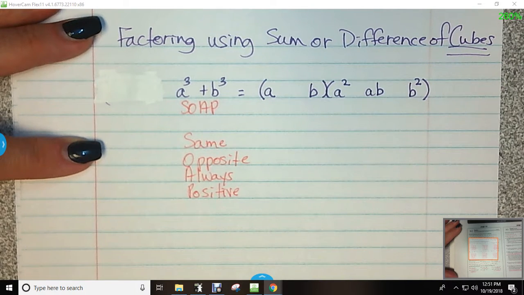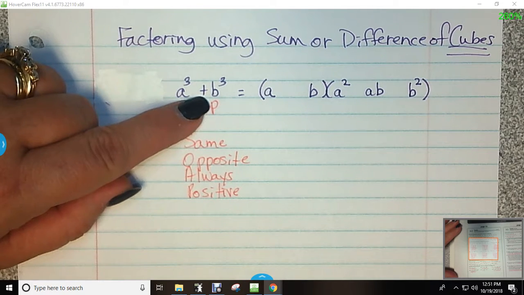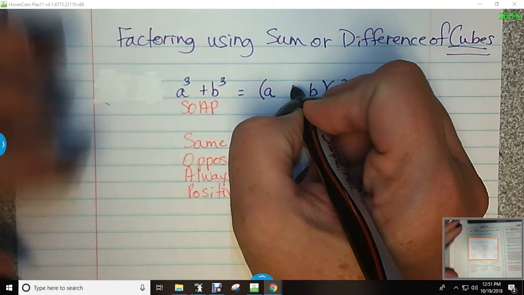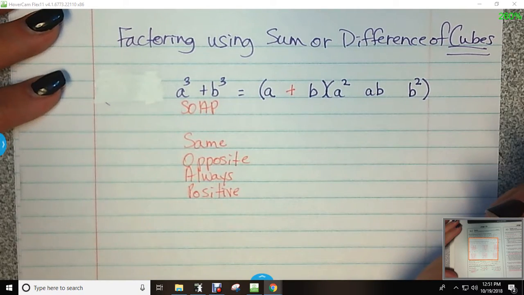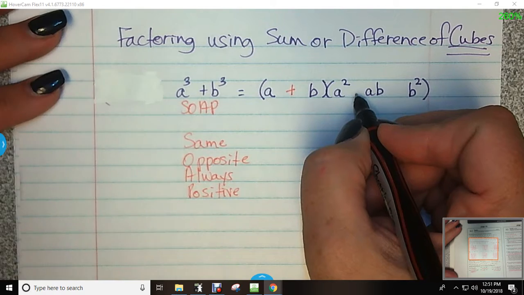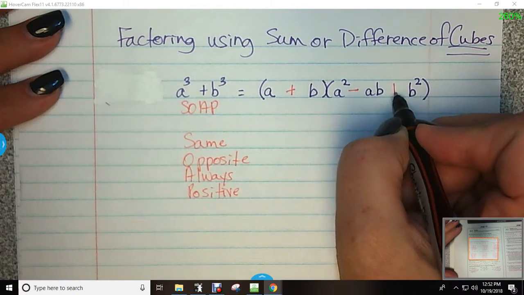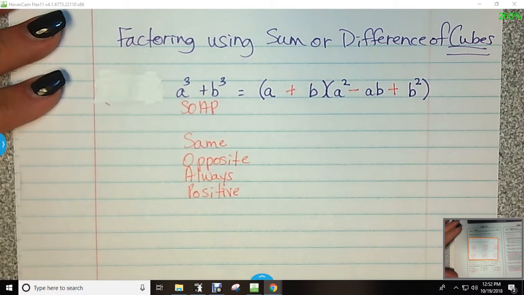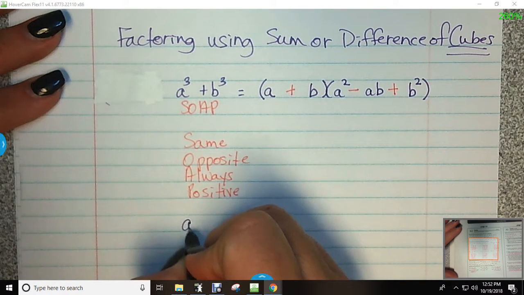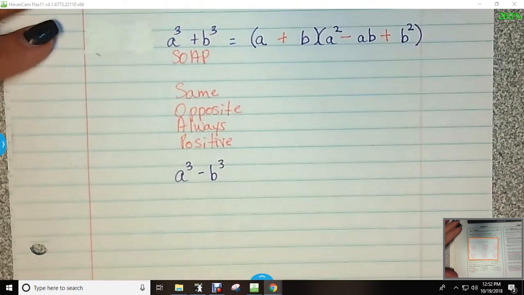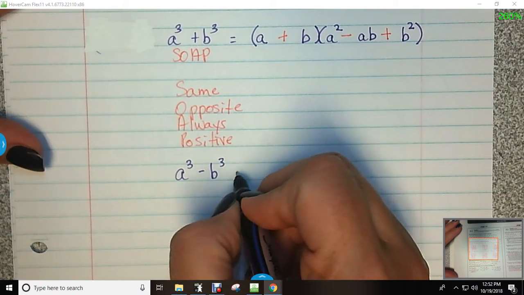So, if you look back at your original problem, that was a plus sign. So my first sign that I put here will be the same as that. It's a plus. And then over here, I'm going to do the opposite, so it's minus. And the last one is always positive. This also works for the difference of cubes. So let's do that one real quick.